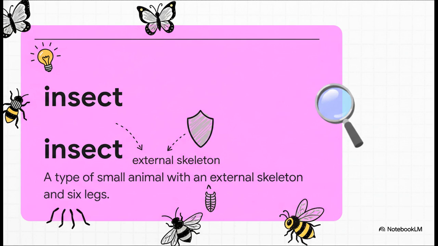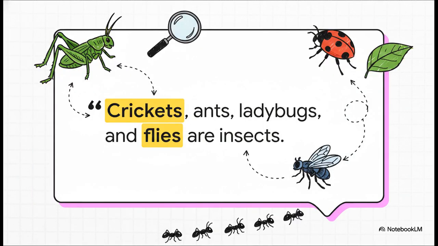Okay, check this out. The definition is so direct. There's no fancy jargon, no crazy scientific terms. It just says a type of small animal with an external skeleton and 6 legs. Boom, that's it. It's clean, it's clear, and it gives you the 3 key things you need to know. It's just beautifully simple.